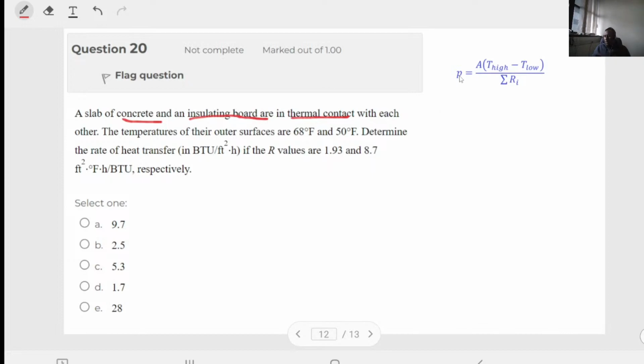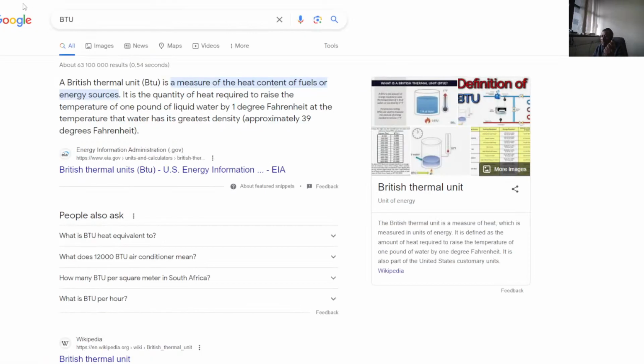Okay, let's go back to it. Determine the rate of heat transfer. The rate of heat transfer, P, I call it P, is given by A, the area in thermal contact, times T high minus T low, of course, there is heat diffusion between the two slabs, divided by the R values. What are the R values? What is the R value for a slab? I don't know, because I'm not an engineer. What is an R value?